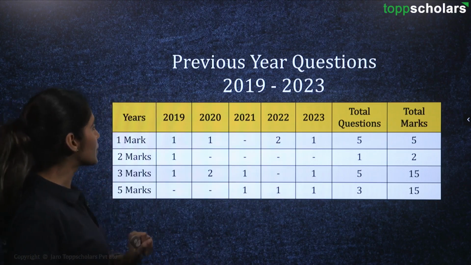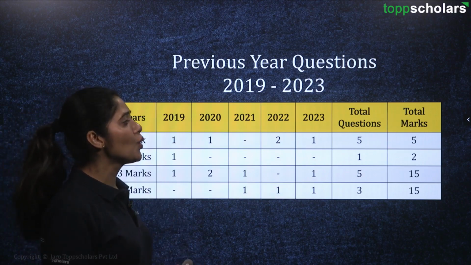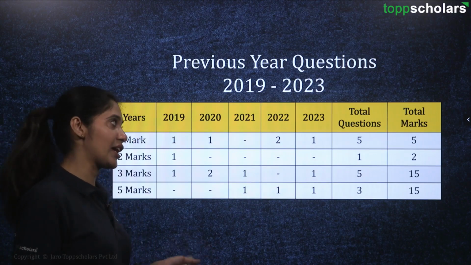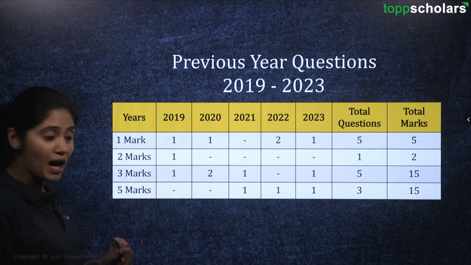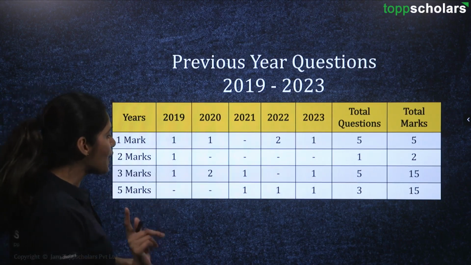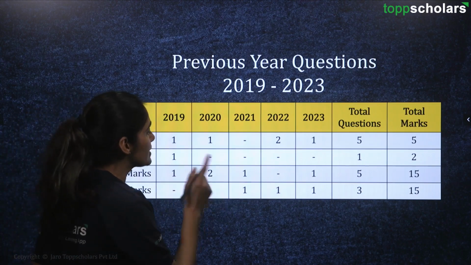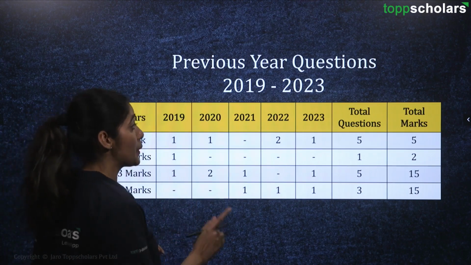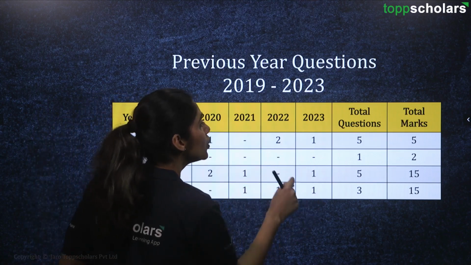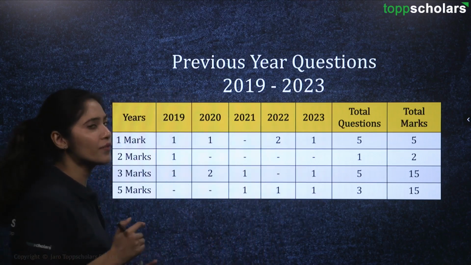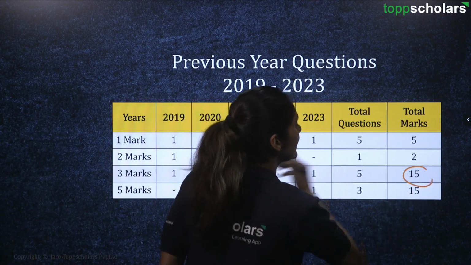Now for 2 marks questions, we had 1 question in 2019. So we will be solving that, which can get you 2 marks. Now for 3 marks, we had 1 question in 2019, 2 questions in 2020, 1 question in 21. Skipping 2022, we had 1 more question in 23. So we have been able to pick up 5 questions total carrying 15 marks.